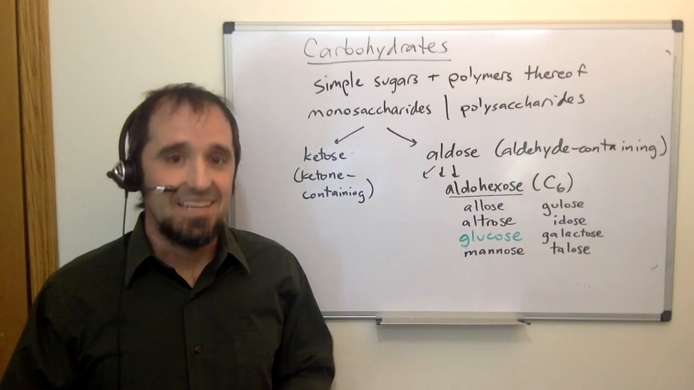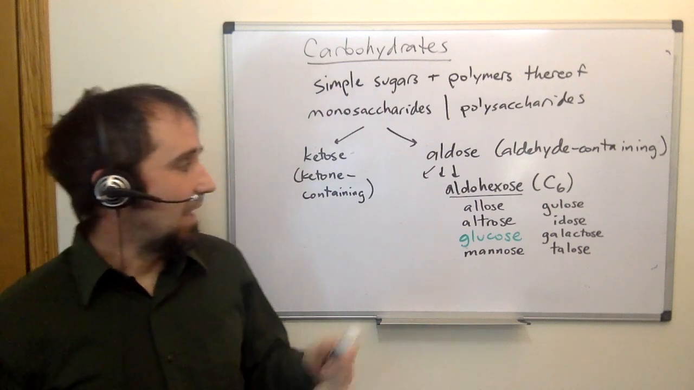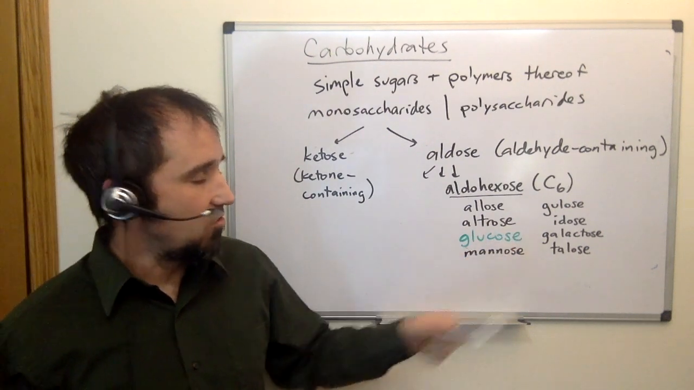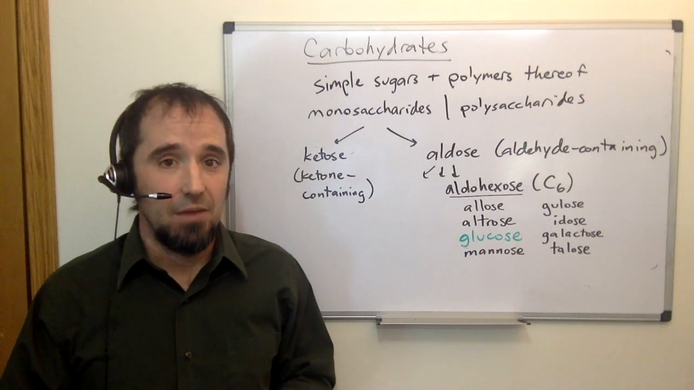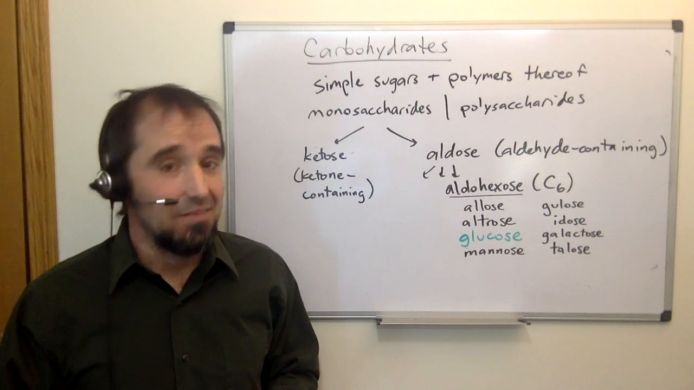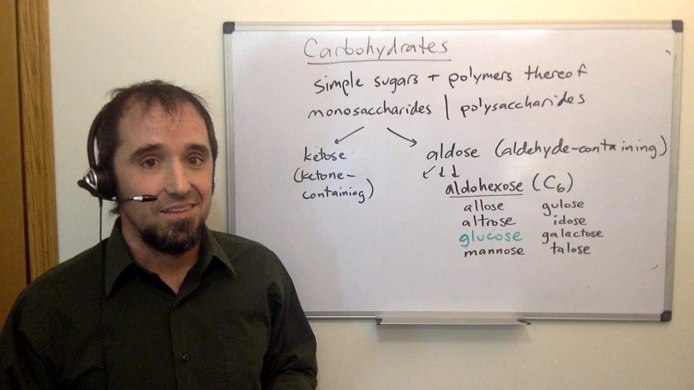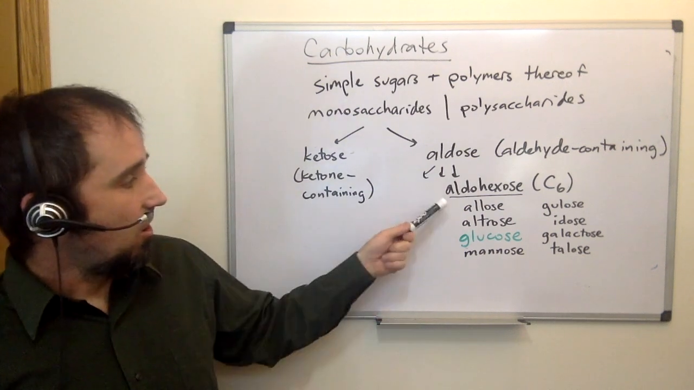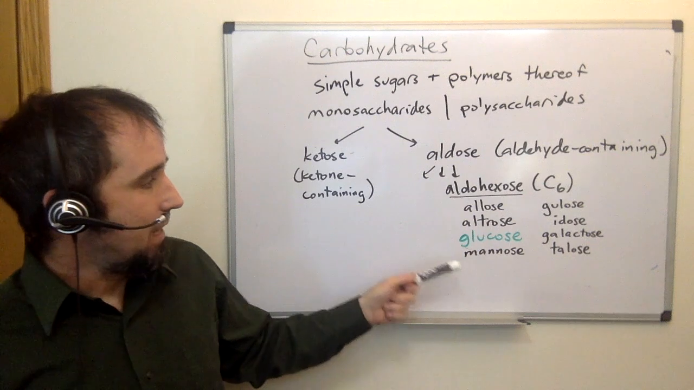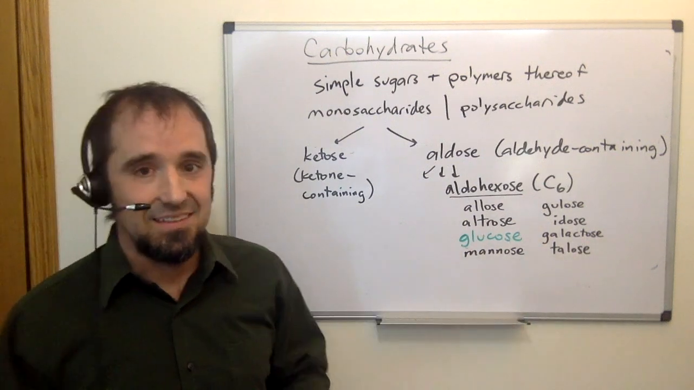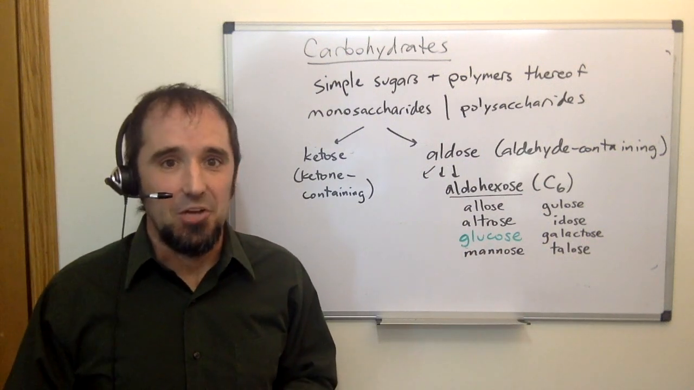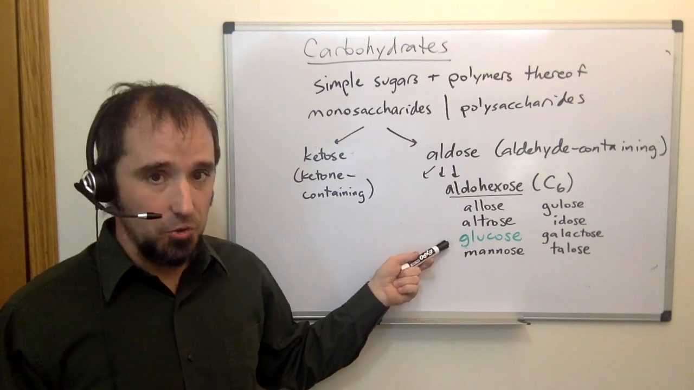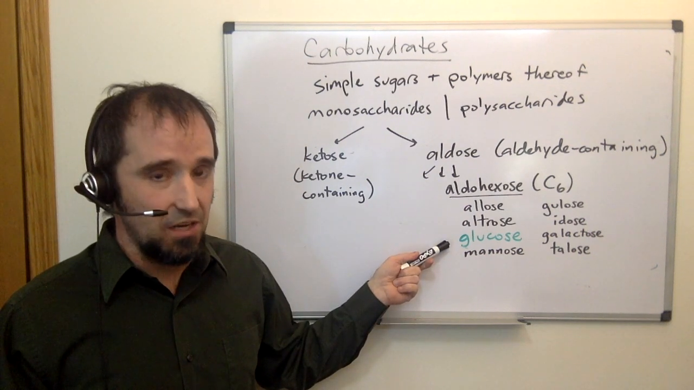There are 8 aldohexoses: allose, altrose, glucose, mannose, gulose, idose, galactose, talose. If you're trying to memorize them, and I don't recommend it, the typical memorizing tool is: all altruists gladly make gum in gallon tanks. Now you know. The most important of these by far is glucose. So we're going to spend some time just talking about glucose.